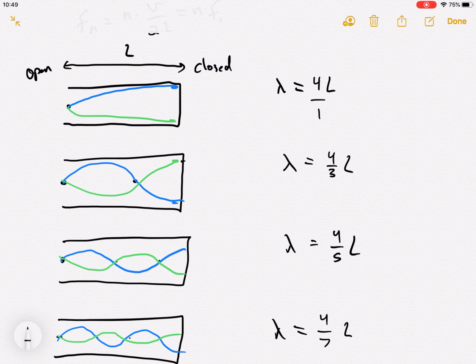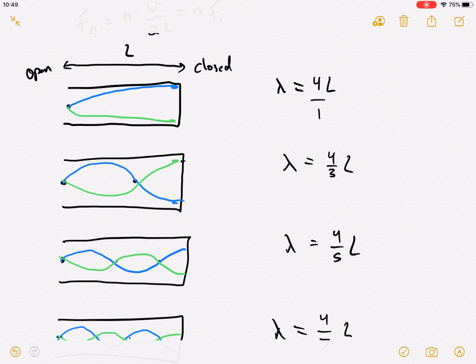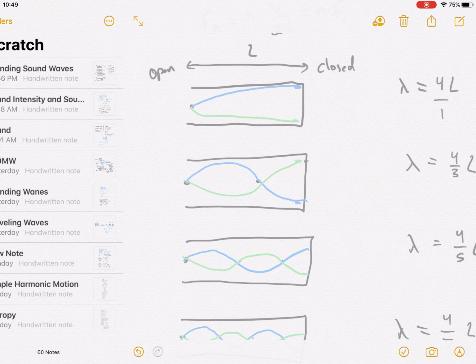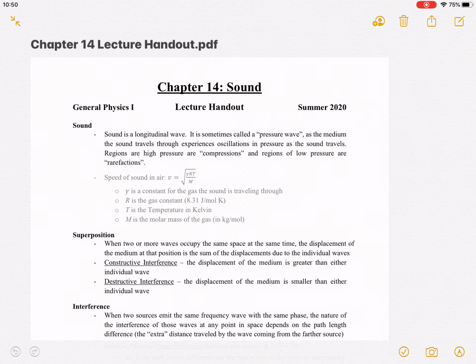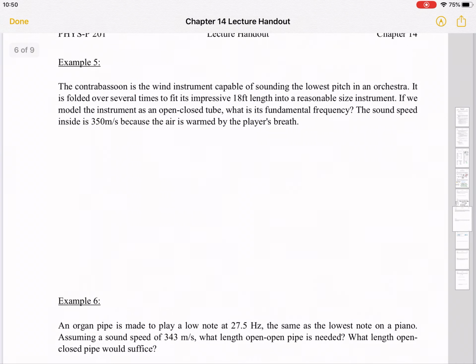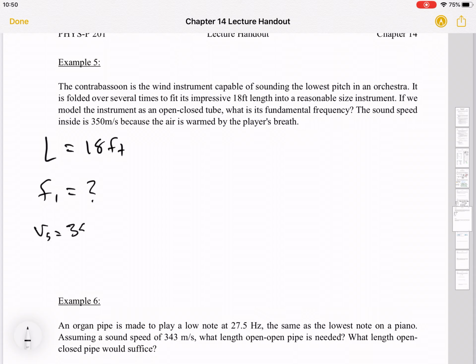Let's do one example. So the contrabassoon is a wind instrument capable of sounding the lowest pitch in the orchestra. It's folded over several times to fit its length of 18 feet into a reasonable sized instrument. If we model the instrument as an open closed tube, what is its fundamental frequency? So I want to know, what is F1? Let's take the speed of sound to be 350 meters per second.